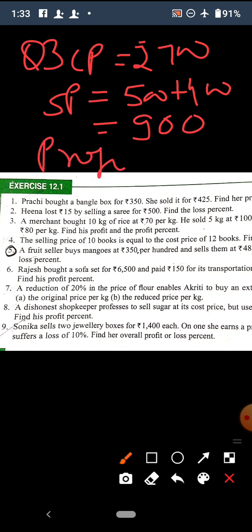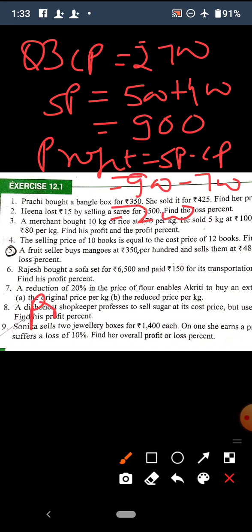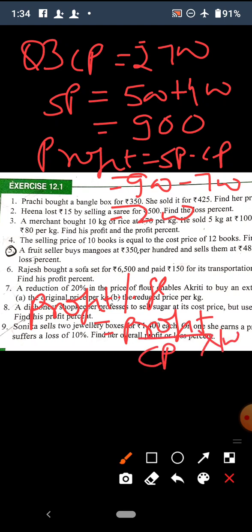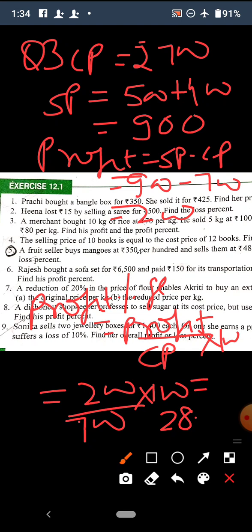Then profit is there. Selling price minus cost price. That is 900 minus 700. That is 200. So what is the profit percentage? The formula for profit percentage is equal to profit upon CP into 100. So profit 200, CP 700 into 100. You can solve it and your answer will come to 28.57%. So you have to firstly find out the cost price and the selling price of the 10 kg of rice.